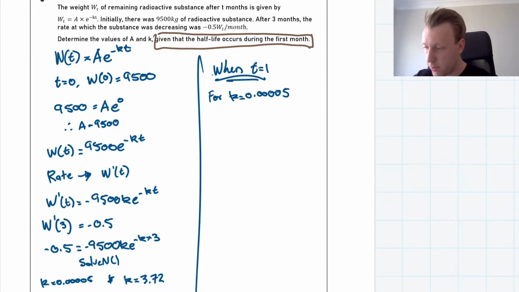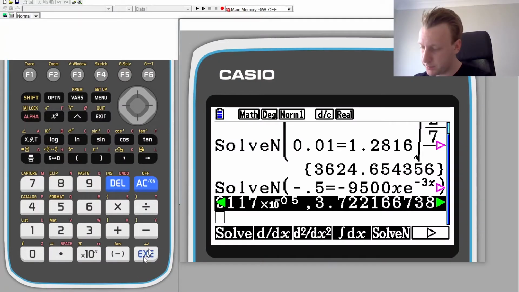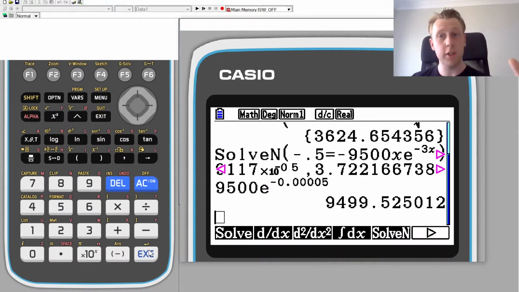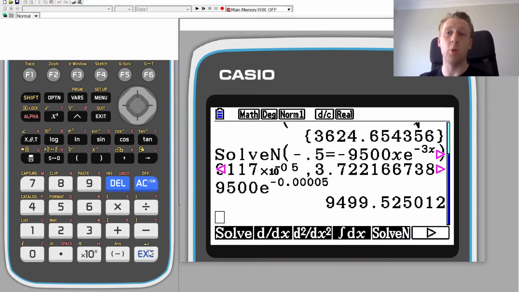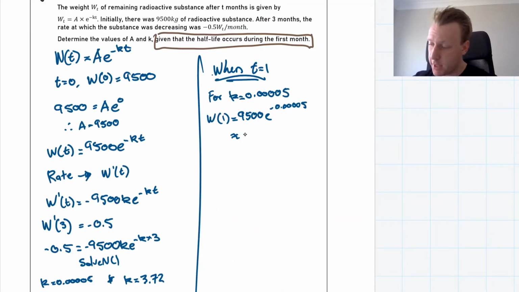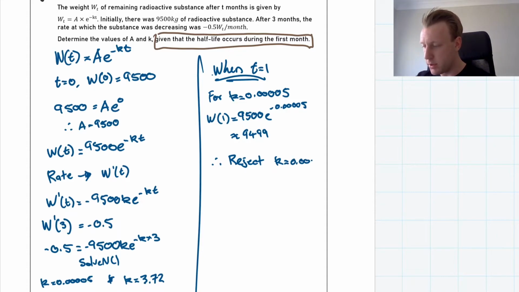0.00005. So that means W of 1 is equal to 9500 e to the negative 0.00005 times t. T is 1, and that's roughly going to equal something here. Okay, definitely not going to be the answer. That rate of decay is way too slow in order for that to be the half-life. So therefore, reject K equals 0.00005. And we're just going to verify it for K equals 3.72.